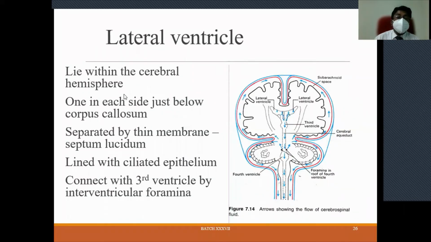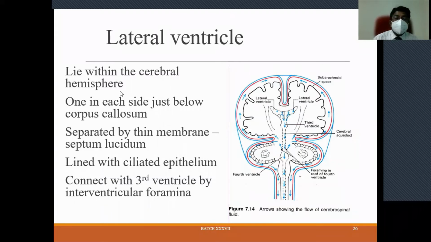Now, the lateral ventricles lie within the cerebral hemispheres, right? These are the two cerebral hemispheres, and one lateral ventricle lies on each side, just below the corpus callosum. Remember that in the video they talked about a structure called the corpus callosum. The corpus callosum is white matter, fibers which connect these two sides of the brain. And this corpus callosum passes here, in between the two cerebral hemispheres.